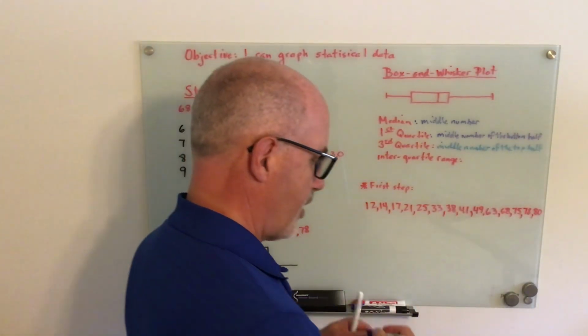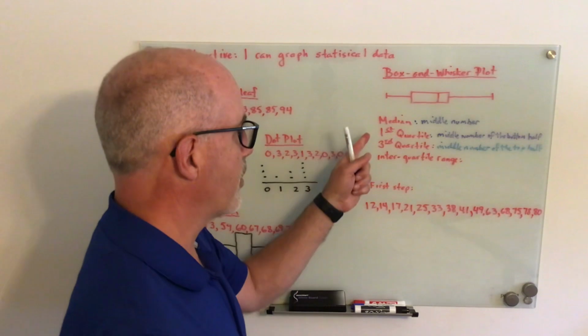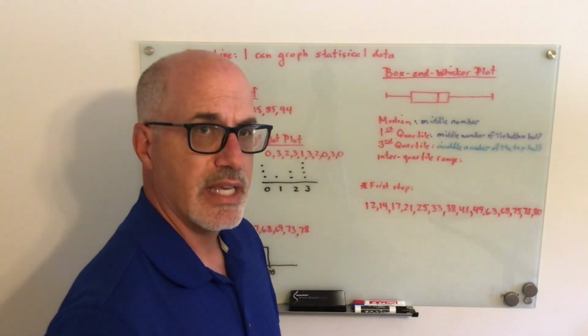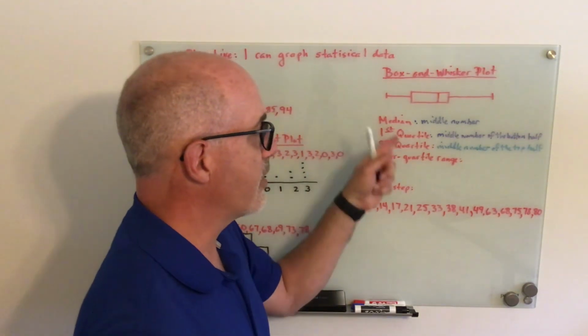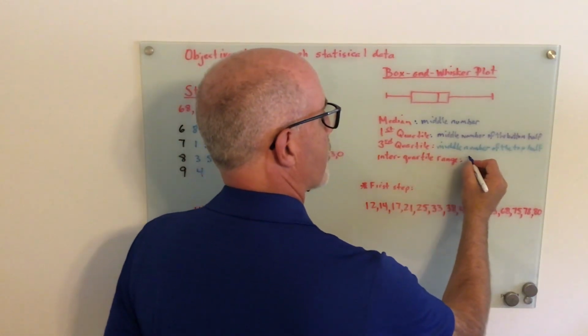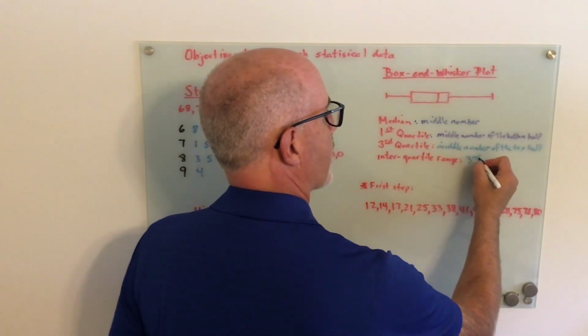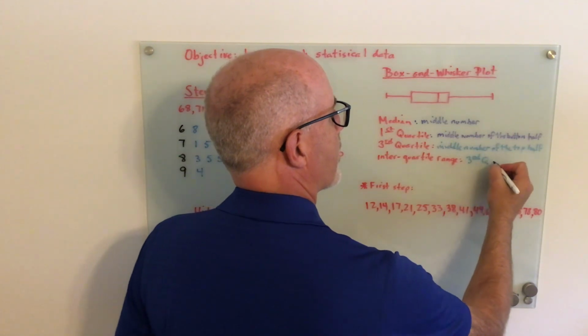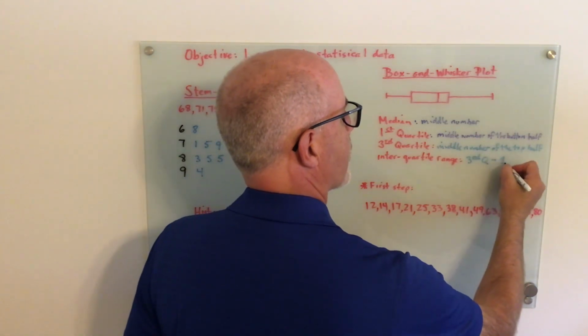And lastly, the interquartile range is when you look at these two numbers and you take the third quartile and you subtract the first quartile. That gives you a range of numbers. So third quartile, I'm going to say third Q minus first Q.